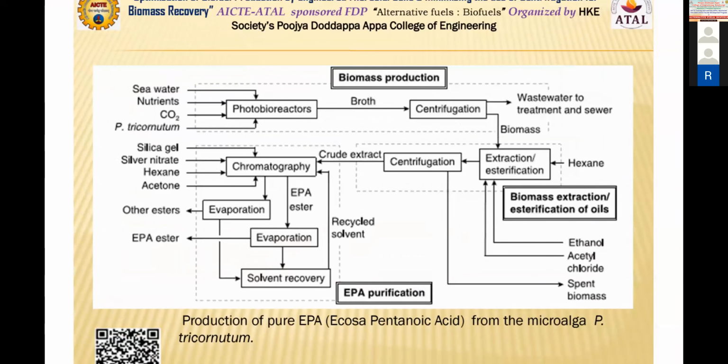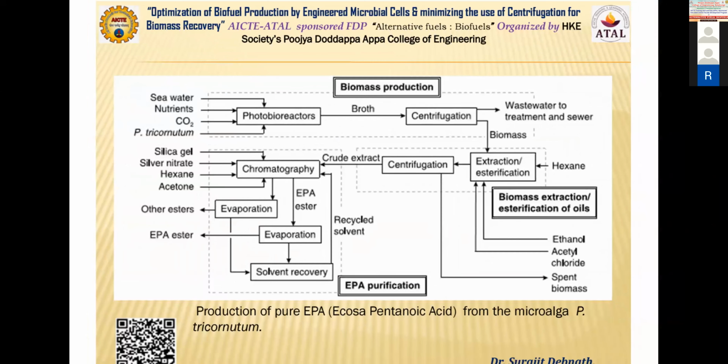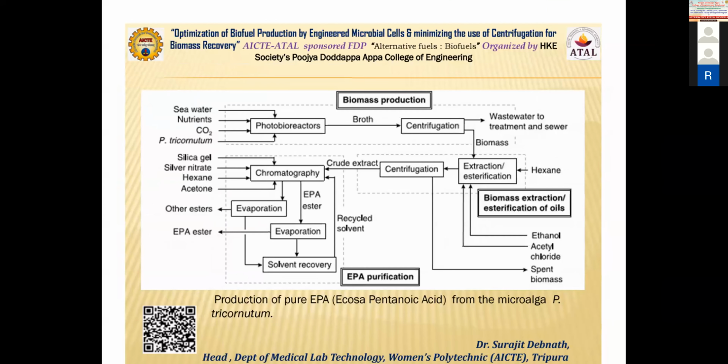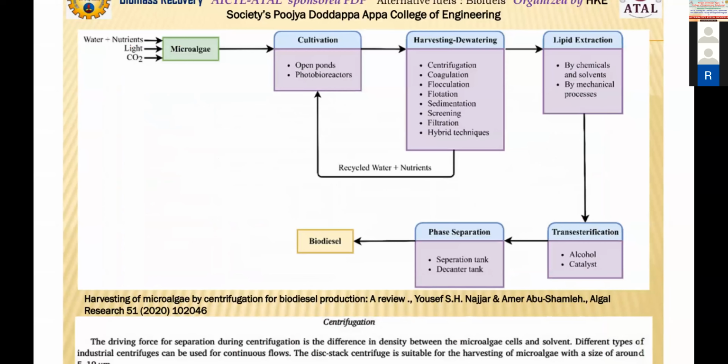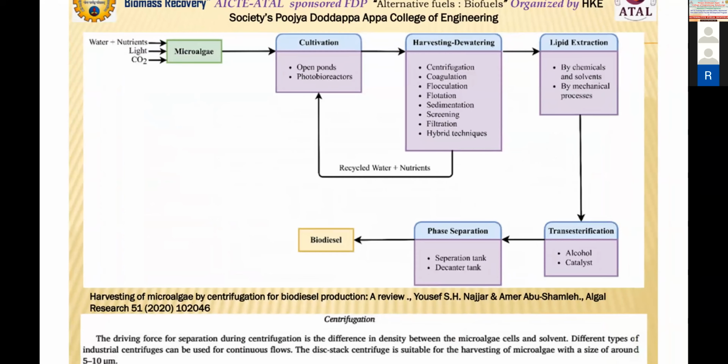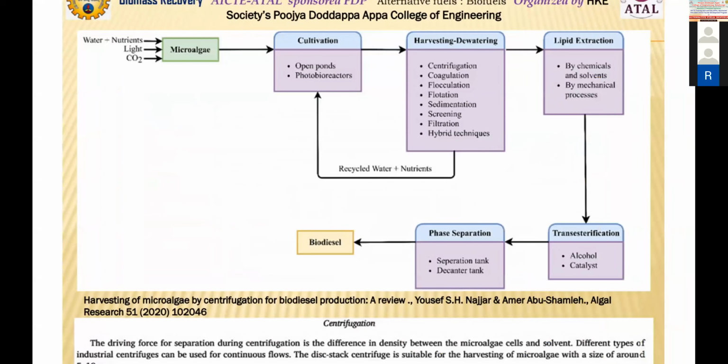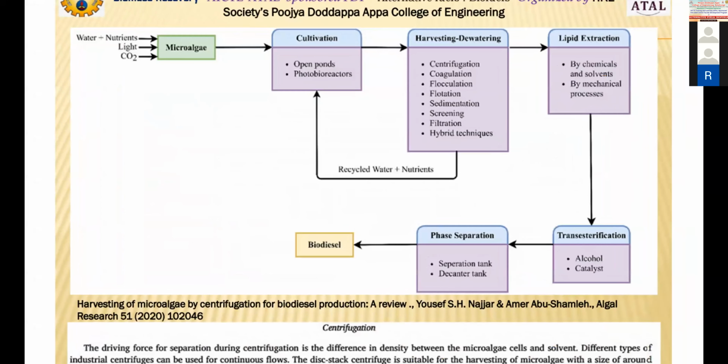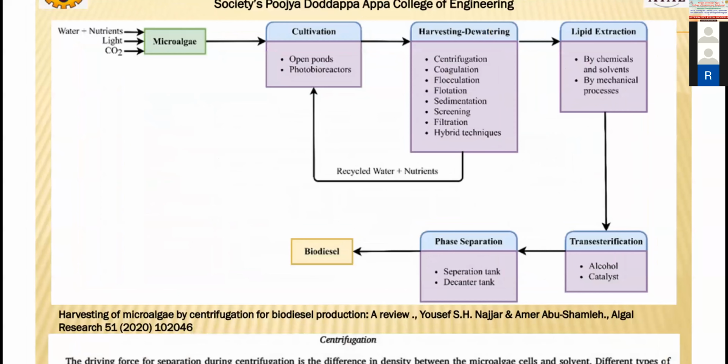So here again, we are giving you one more example. It is also for those who have a specific interest in biodiesel production and its chemistry. Here also, as you can see, centrifugation is a must for several other steps. The initial steps are like this. We will do the microalgae based process where we will do the cultivation, then harvesting, dewatering, then lipid extraction.